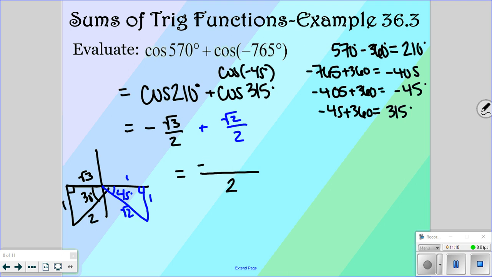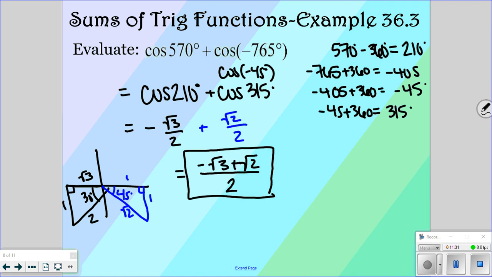And then we have negative square root of 3 plus square root of 2. So that would be your answer there. Okay, so hopefully that helps you a little bit with your angles that are greater than 360 and how to add them together.